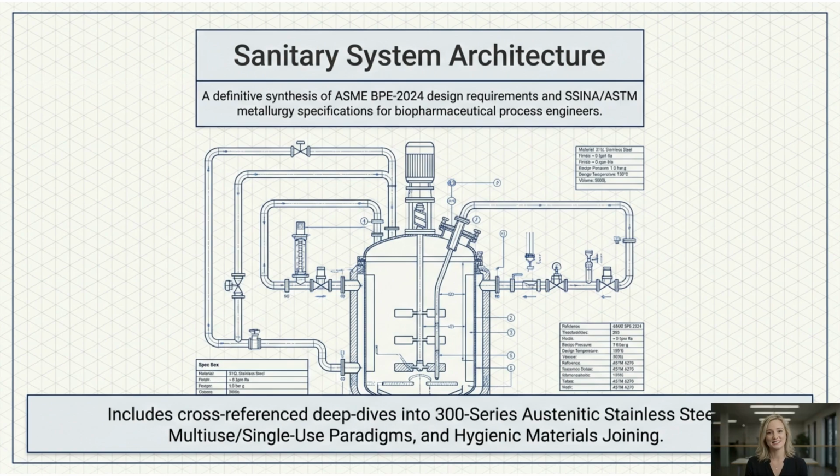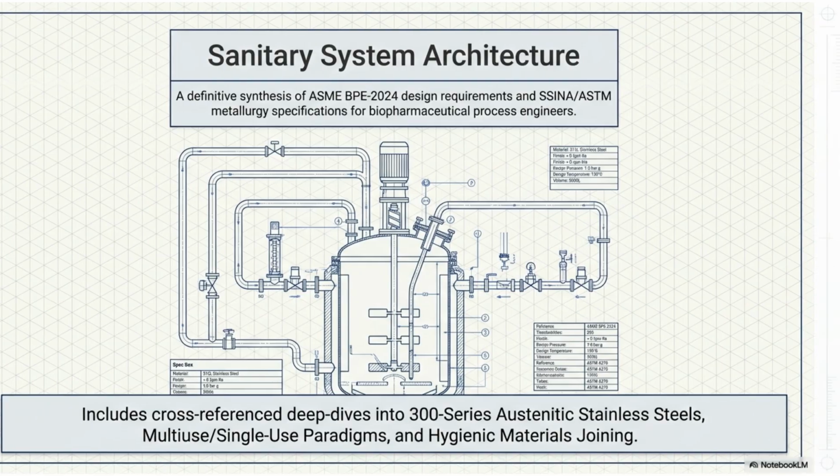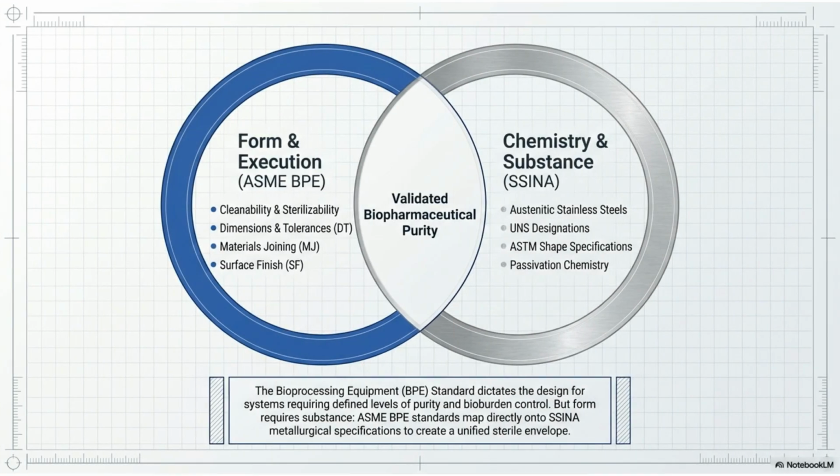This video provides a synthesis of ASME-BPE 2024 design requirements and SSINA/ASTM metallurgy specifications for biopharmaceutical process engineers. We will explore 300 series austenitic stainless steels, compare multi-use and single-use paradigms, and examine hygienic materials joining. The Bioprocessing Equipment Standard defines design requirements for systems needing strict purity and bioburden control.